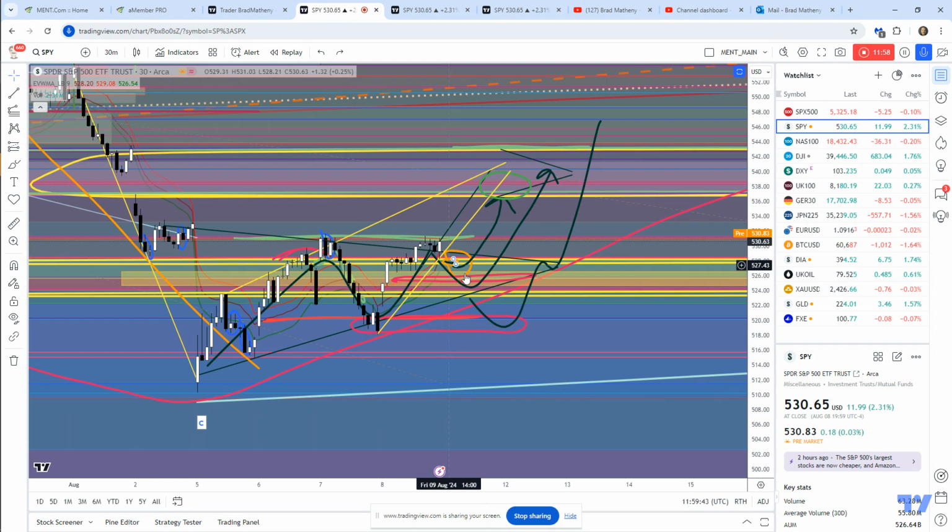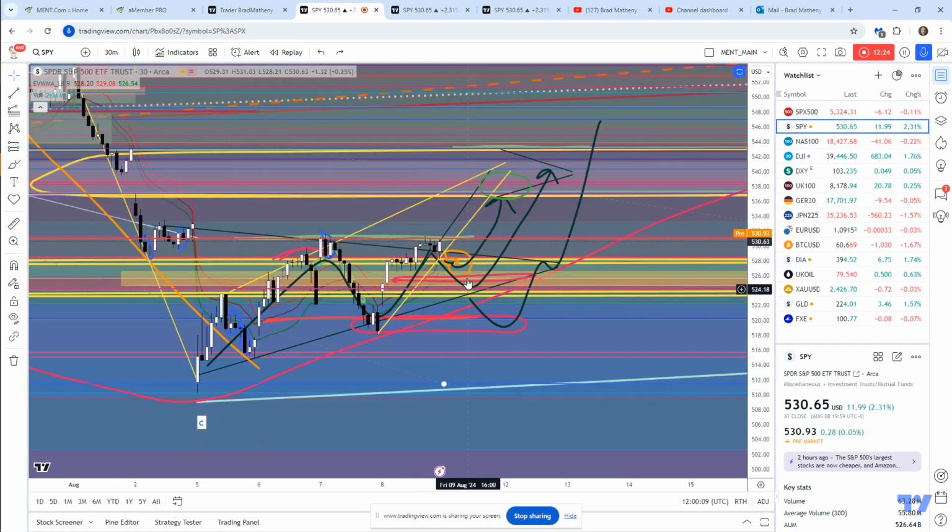But I believe we have to roll into this channel in order for this flag low to be valid, or we rally just straight out of this up into the 537, 538, 540 area, and that would set up this move here, this A, B, C, D, E move up to the upside. So there we go. There's your outline today.